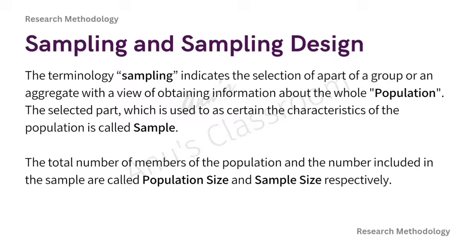If that is the case, then we call it a census. But since we can't do that, we will just select a few, maybe 100 people or 200 people, depending upon our confidence level and things like that, which we need for our report. We will select those many samples. So that is the word here, samples. Just like you go to any supermarket, there will be counters wherein you will get free samples, right? Same concept. So sampling indicates the selection of a part of a group or an aggregate with a view of obtaining information about the whole population.